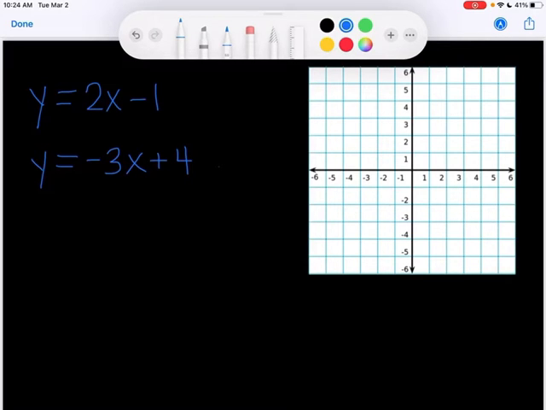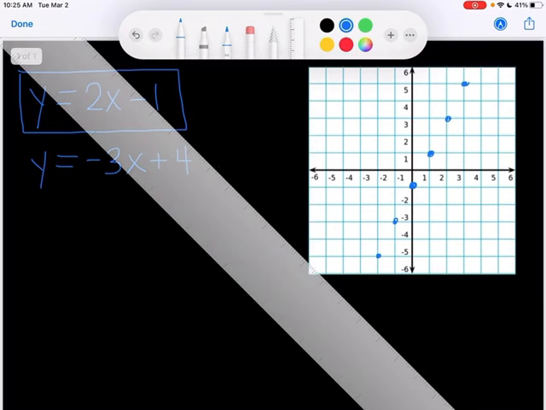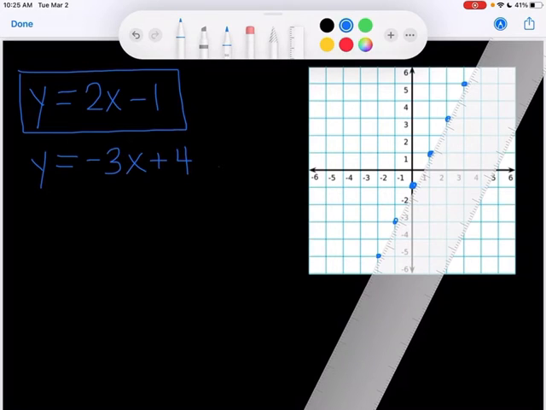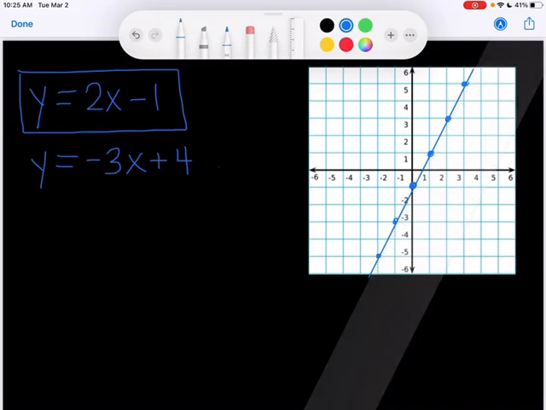So the first thing I'm going to do is graph this line. It's already in slope-intercept form, so that makes it easier for me. The y-intercept is at negative 1, so it's crossing right here. And the slope is 2, so that's rise 2, run 1. And with systems, I try to get as many points on this line as I possibly can, because we want it to be as precise as possible. We want to know exactly where these two lines cross. So I'm going to go ahead and draw that line.